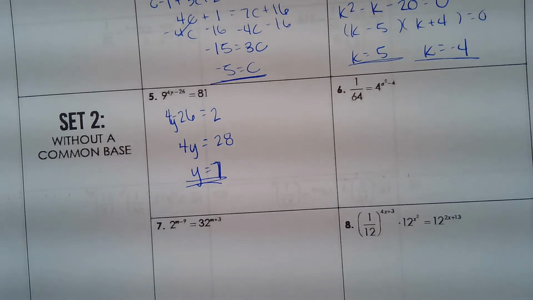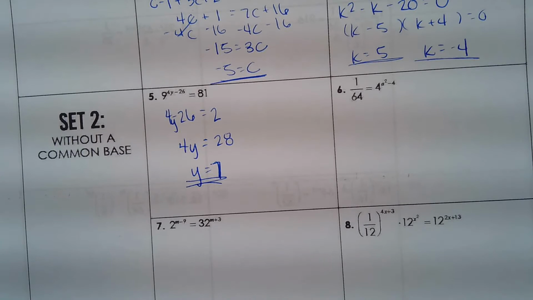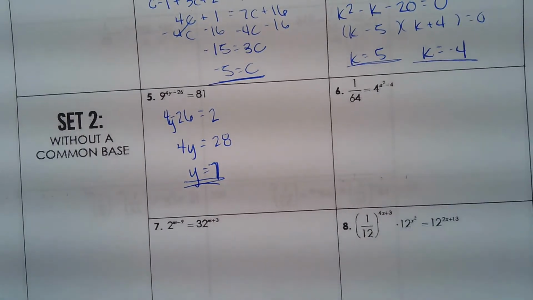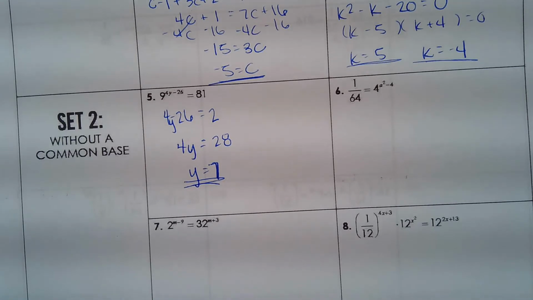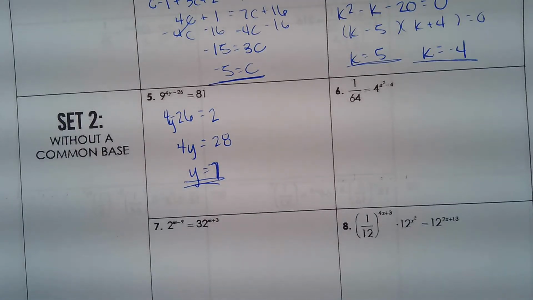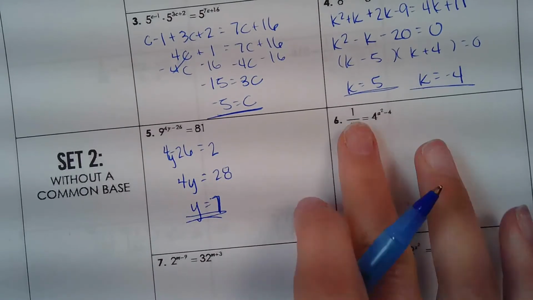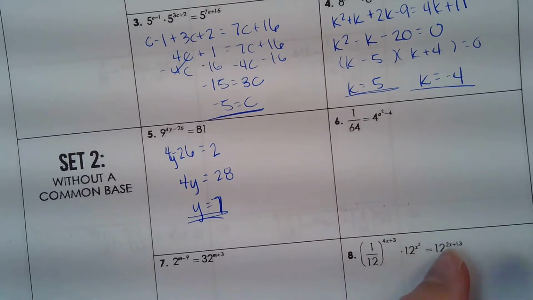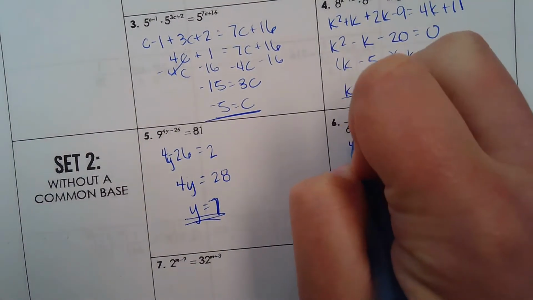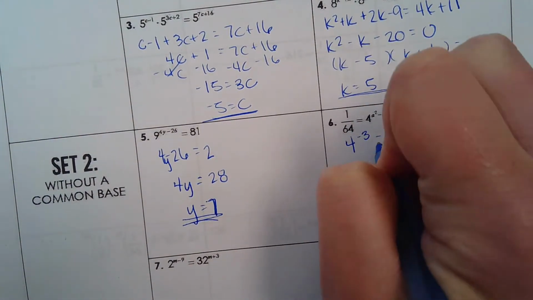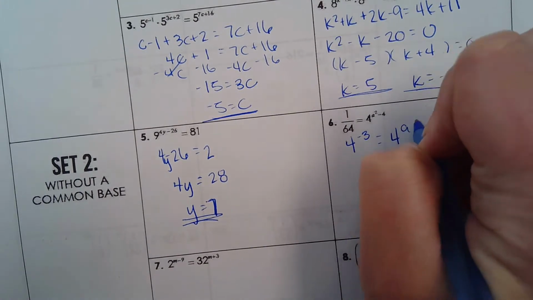Awesome. So looking at the next one, we have 1 over 64, and then 4 to the a squared minus 4. So could we rewrite 1 over 64 with a base of 4? 4 to the negative 3. Yeah. So we know that it's negative because it's a fraction. So just keep that in mind. I am going to rewrite that out. So 4 to the negative 3. And then 4 to the a squared minus 4.